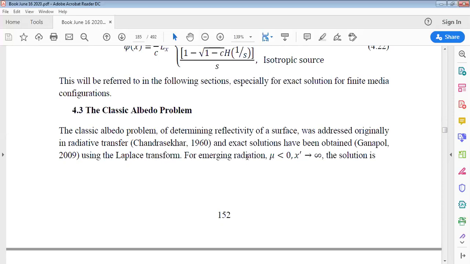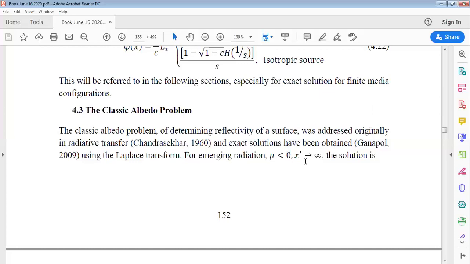So Chandrasekhar showed, as did Ganapol, that for emerging radiation, which means mu less than 0, now mu goes from -1 to +1. Mu is cosine theta, which is -1 when theta is pi. Pi is 180 degrees. So when radiation comes back to you, mu is -1. Between -1 and 0, 0 is the case of 90 degrees. So -1 to 0 is 180 to 90 degrees, in other words backscattering, and 0 to +1 is forward scattering, 0 degrees to 90 degrees.